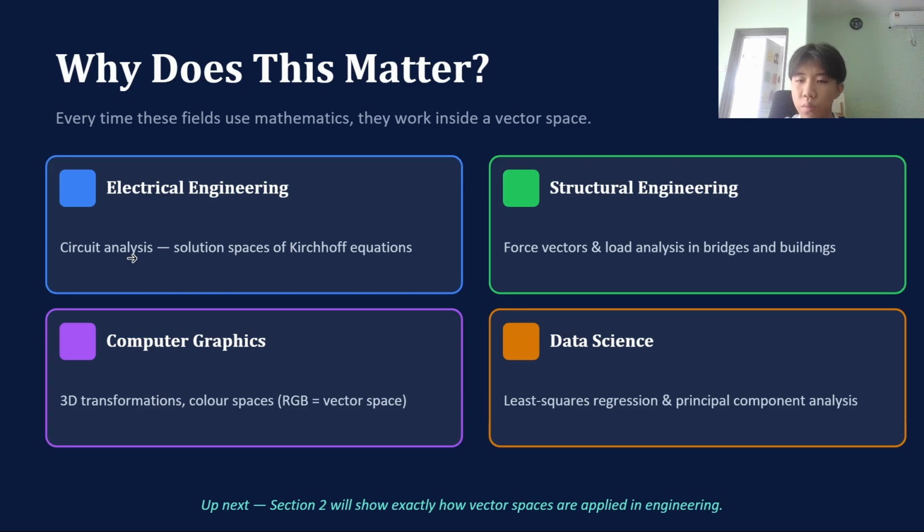And computer science, which has 3D transformations and color spaces, also uses this theory. Lastly, we have data science, which uses least squares regression and principal component analysis, which rely on these vector space concepts entirely. So this isn't just theoretical, but rather they are actual tools that these fields use every day.